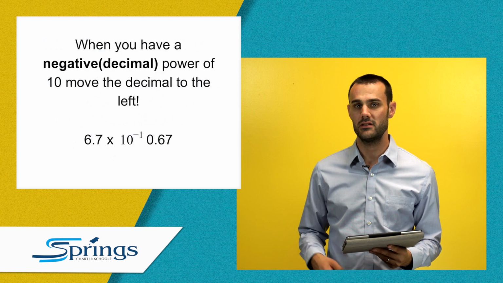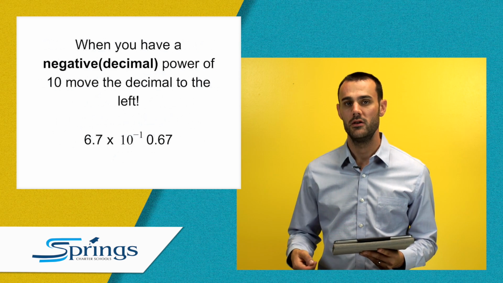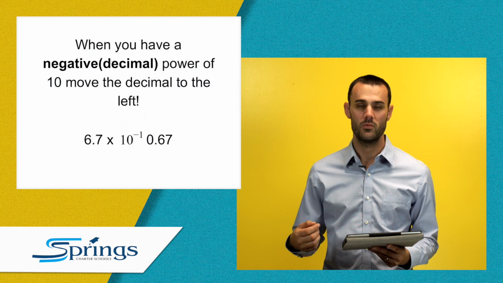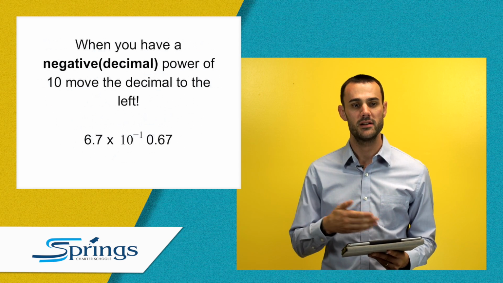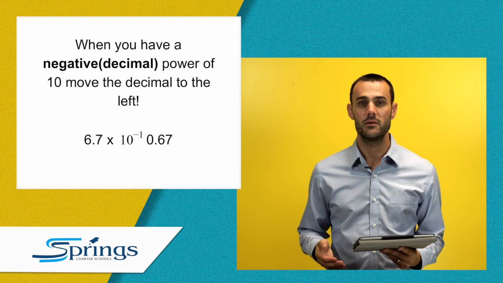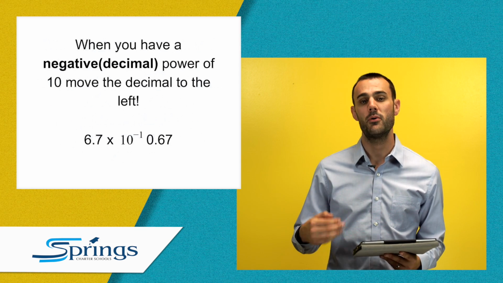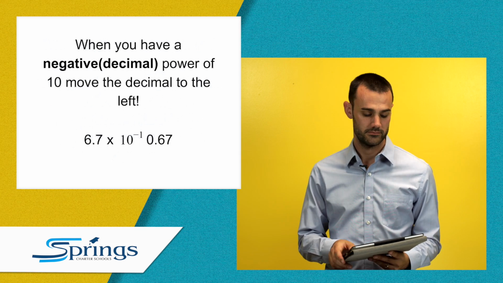When you have a negative power of 10, we move the decimal to the left. So 6.7 times 10 raised to the negative 1, we're just going to go ahead and move that decimal place one spot to the left. The negative exponent tells me to move to the left because on a number line, the negative numbers are on the left side of 0. So we get 0.67 as our final answer.